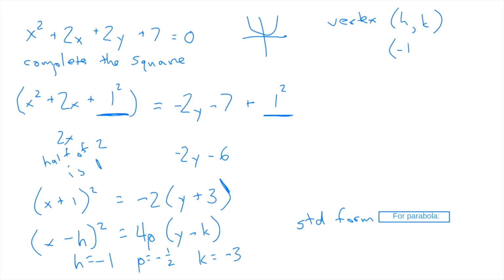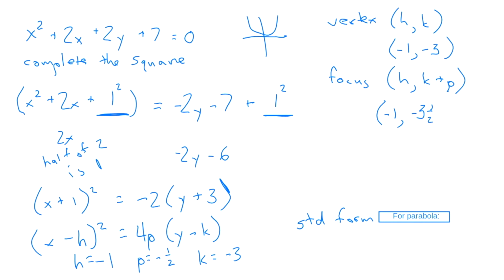That's negative 1, negative 3, and I know that the focus should be (0, p), but I've shifted by h and k. So (0 plus h, p plus k), and usually they write it as k plus p. Looking at these values, h is negative 1, p is negative 1/2, and k is negative 3. I just plug those in for my focus, and I get the point: negative 1, negative 3 and 1/2.